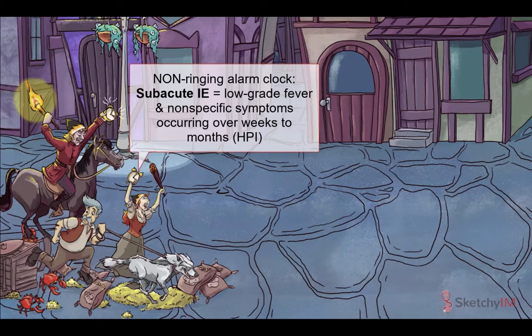Subacute IE, on the other hand, is represented by this alarm clock, which hasn't gone off just yet. Subacute IE occurs over weeks to months and consists of low-grade fever, represented by this woman's flame bandana, and nonspecific symptoms like anorexia, weight loss, and fatigue that seem to smolder forever, just like her slow-burning, smoldering torch. Unsurprisingly, IE is associated with a broad array of systemic complications, and sometimes patients may present with symptoms of these complications, so let's go through a few of the most common ones.